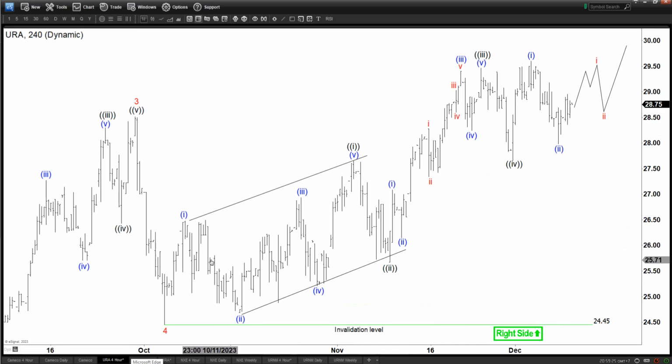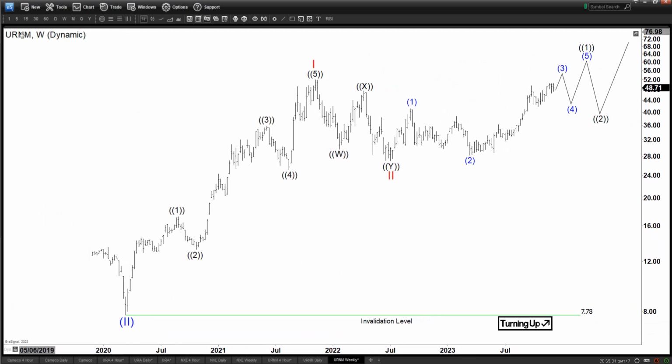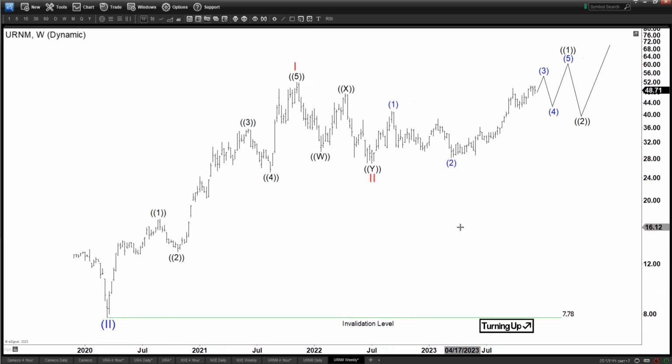So that's the URA. Now moving on to the URNM. Similar way here, you can see URNM is newer than URA. This is the weekly time frame. I only got all the way back to 2020, so it's only 2 years old, as you can see. Eric Sprott created this ETF 2 years ago. Now you can see this one is pretty similar to URA.